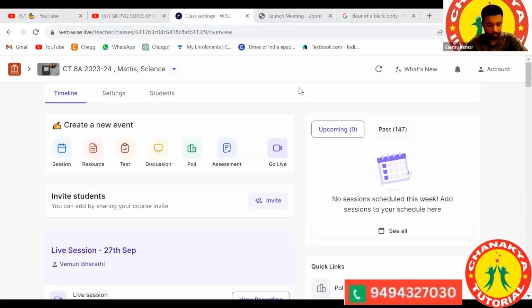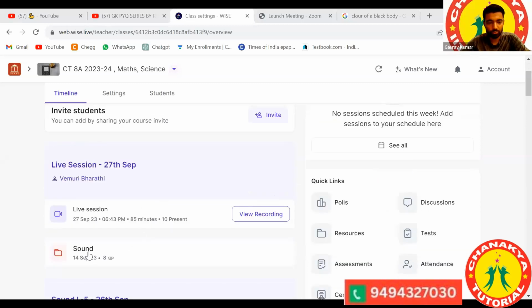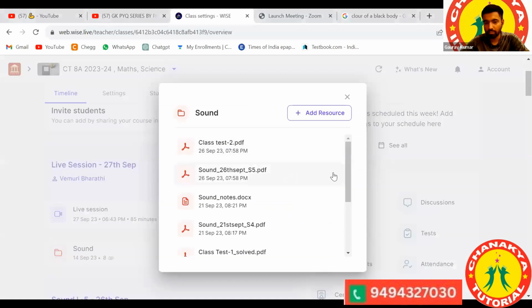Can you see this screen? So what you should do is go to this sound folder, and in this folder you can find this sound notes. All of the definitions and important things are there in this file. Okay.